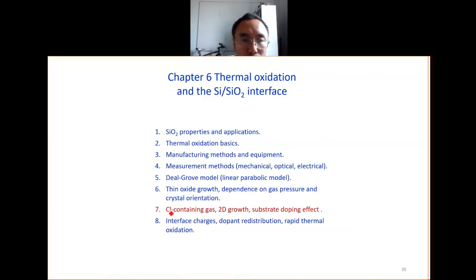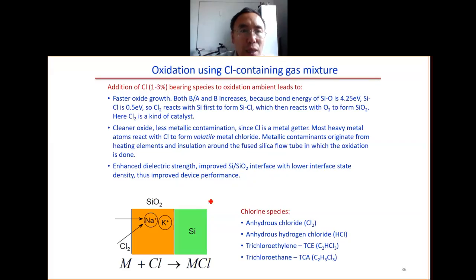So now we look at chlorine-containing gases. Normally when we do the oxidation, we add some chlorine. This can be chlorine gas, hydrochloric acid, TCE, trichloroethylene, or TCA, trichloroethane. So why do we need chlorine? We need a little bit, and actually this helps a lot. First, we have faster oxide growth because chlorine is a kind of catalyst for the oxidation process. Secondly, we have cleaner oxide, less metallic contamination, because chlorine is a metal getter.